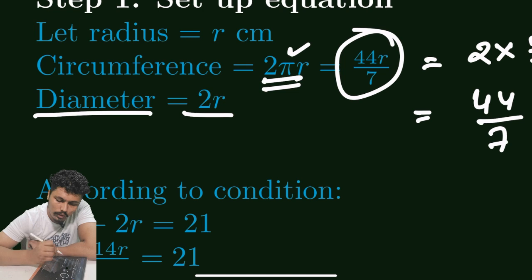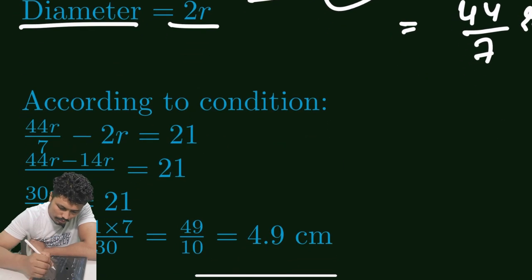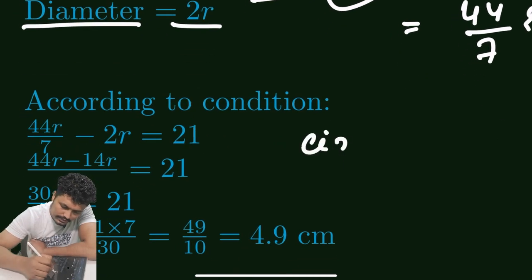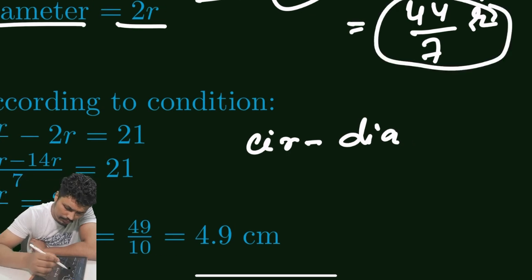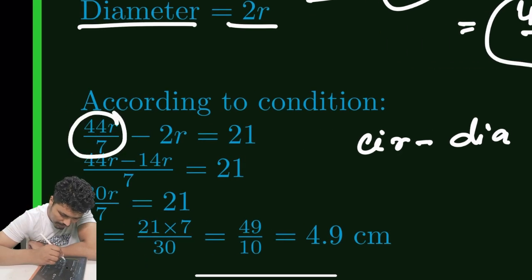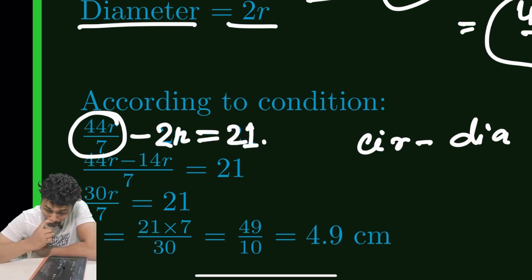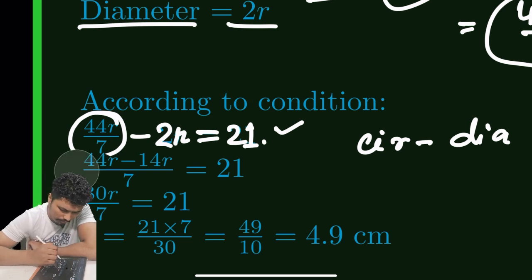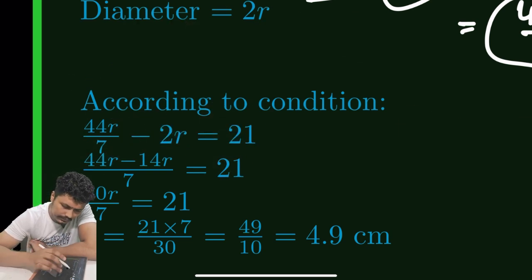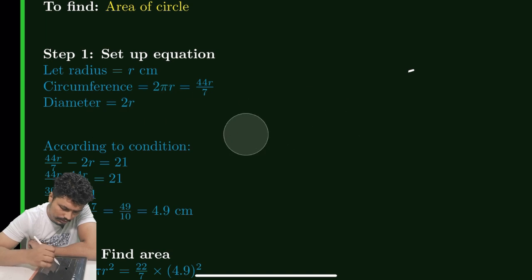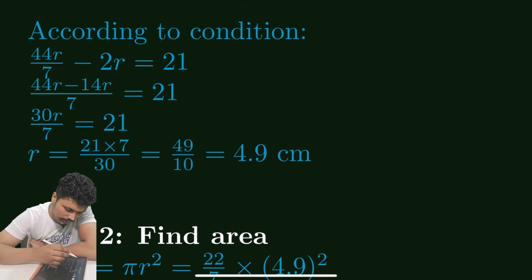Diameter is 2r. What does the question say? Question says circumference minus diameter. Circumference is 44 by 7 r. So 44 by 7 r minus diameter 2r equal to 21, which is given in the question.